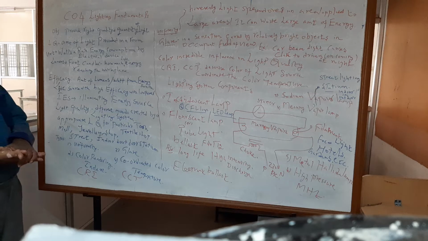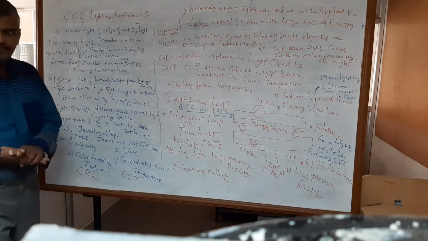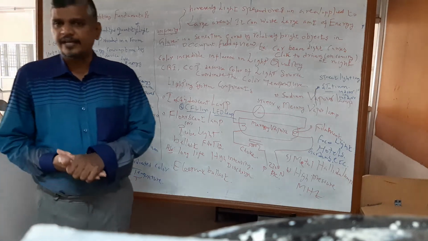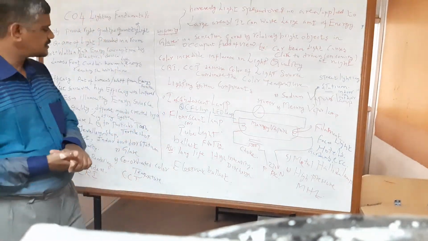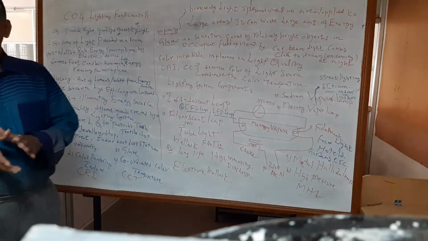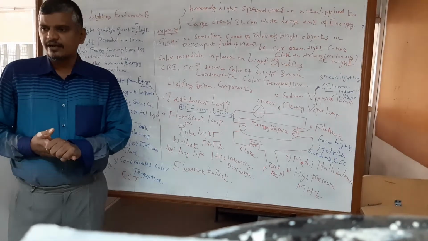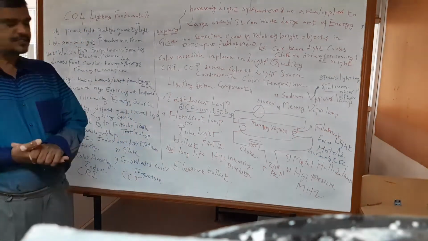And foot candle means how much light energy reaches the working plane. How much light energy reaches the working plane is called foot candle or lumens. How much amount of light energy falls on the work plane is also called lumens.